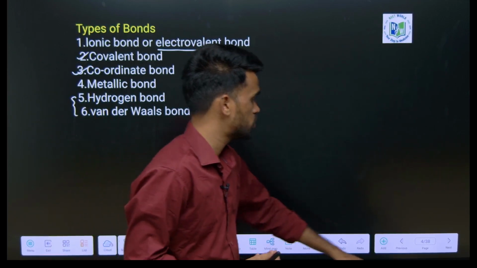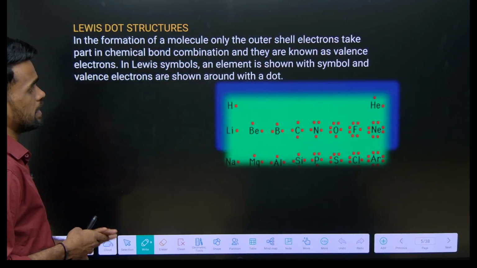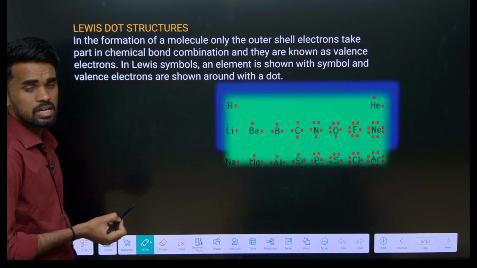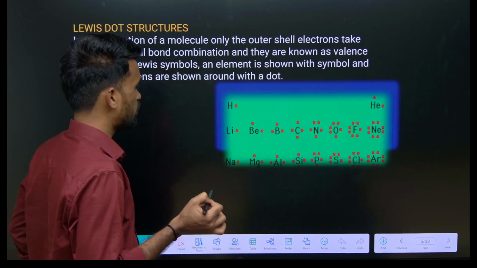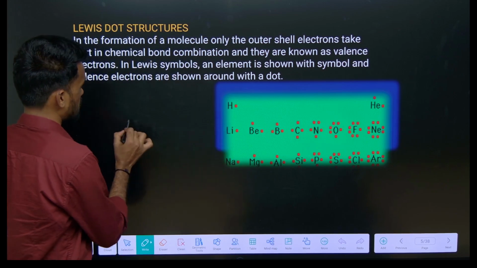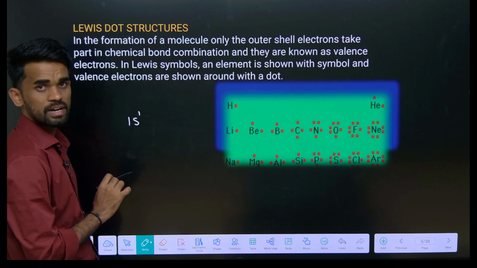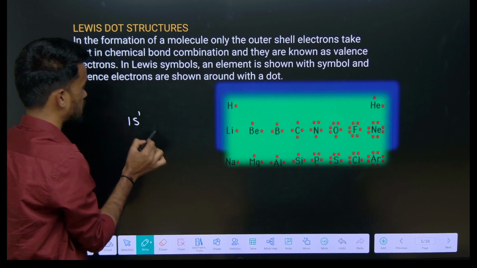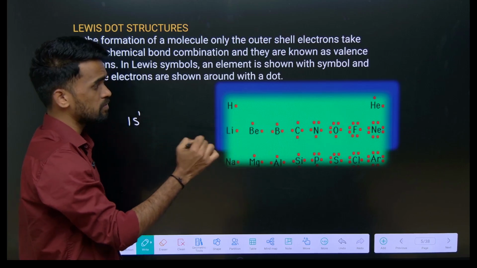The first approach is the Lewis dot structure. He explained that for whatever elements he has taken, he considered the valency electronic configuration. For example, for hydrogen, the atomic number is 1, so we can directly write 1s1. For helium it will be 1s2. He represented the valency electrons as dots on each of those elements.